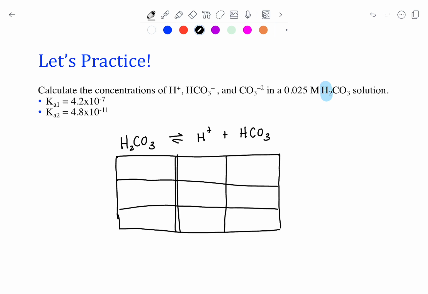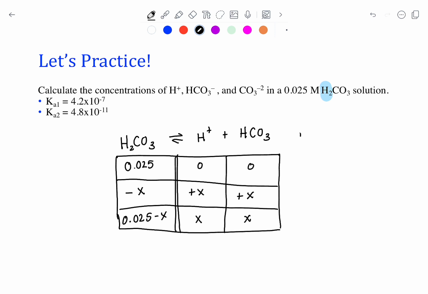We know our initial concentration of H2CO3 is 0.025. The initial concentrations of our products are 0. Our change is the same as our other weak acid problems. So we get 0.025 minus x, x, and x. So then we can start solving for that x value.